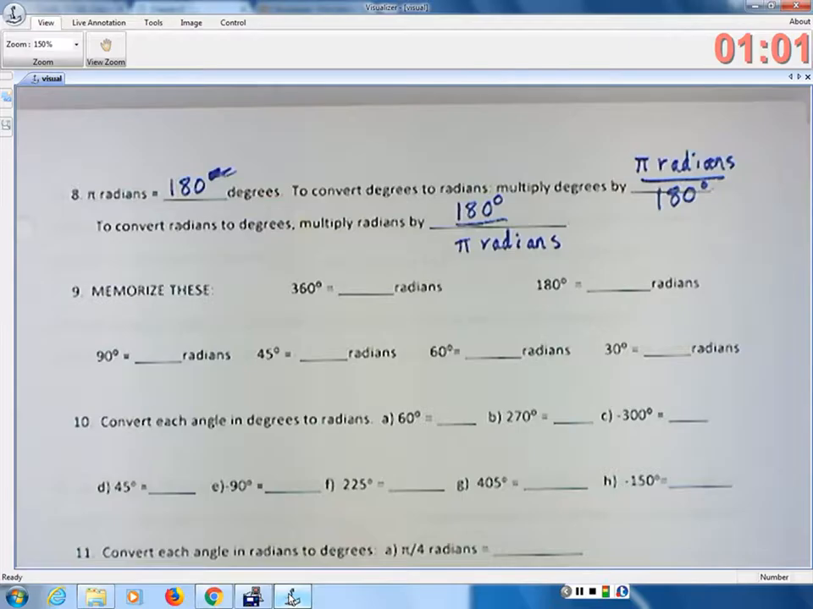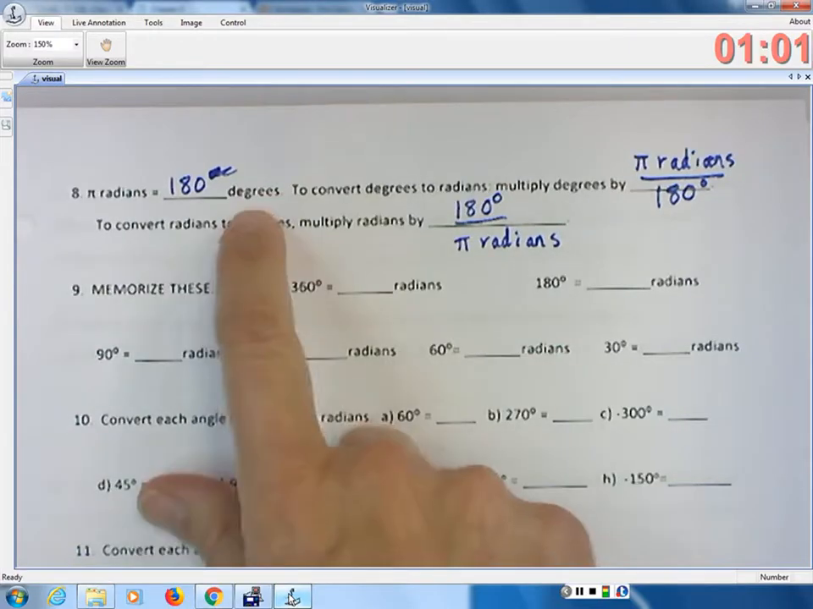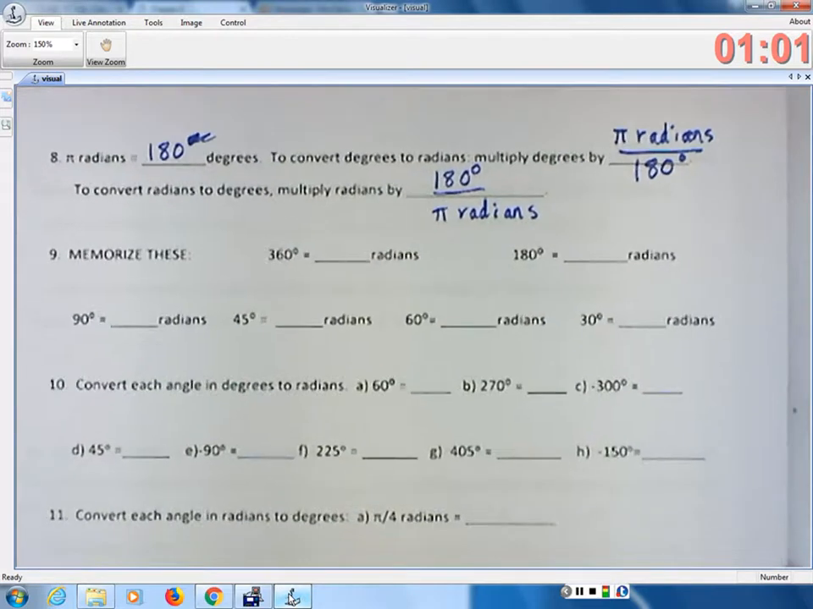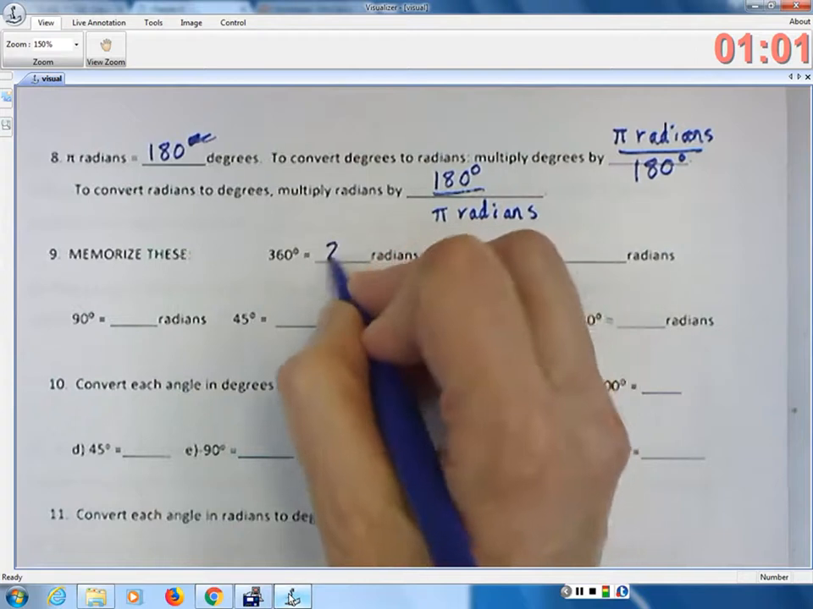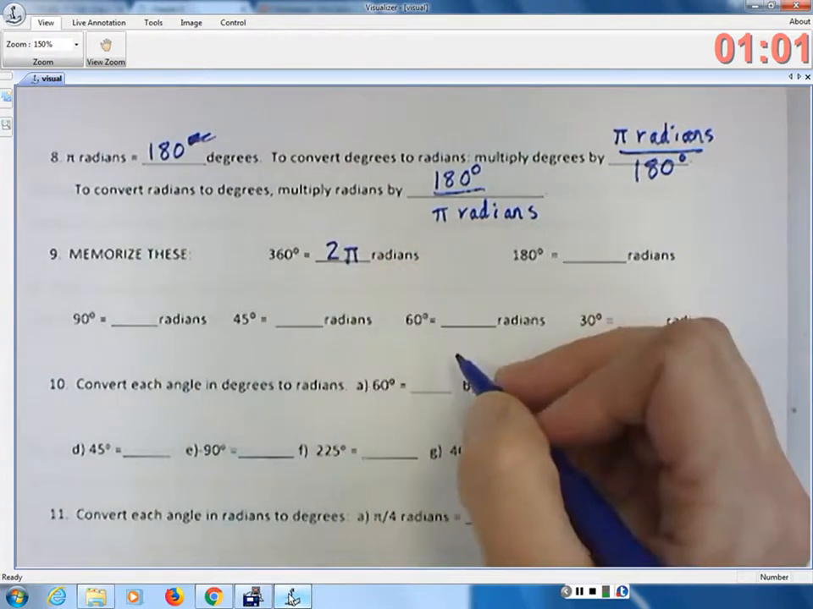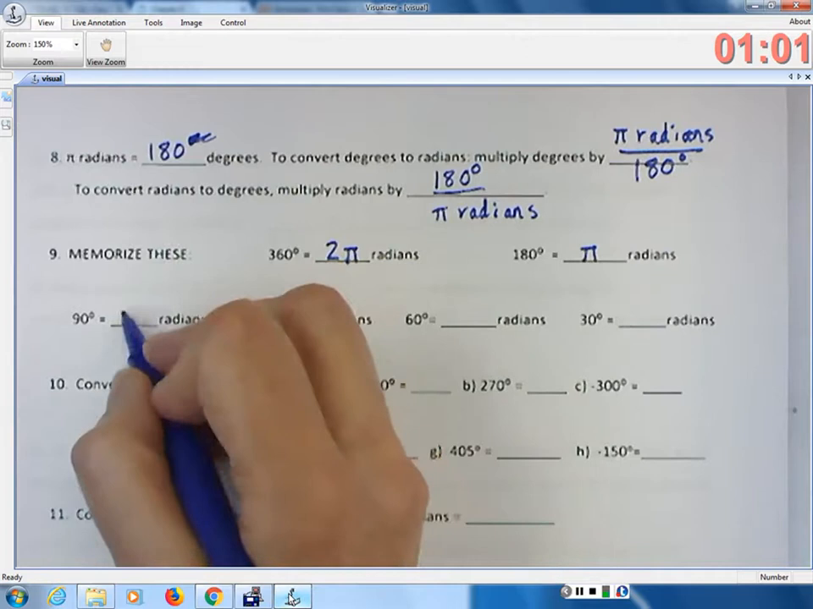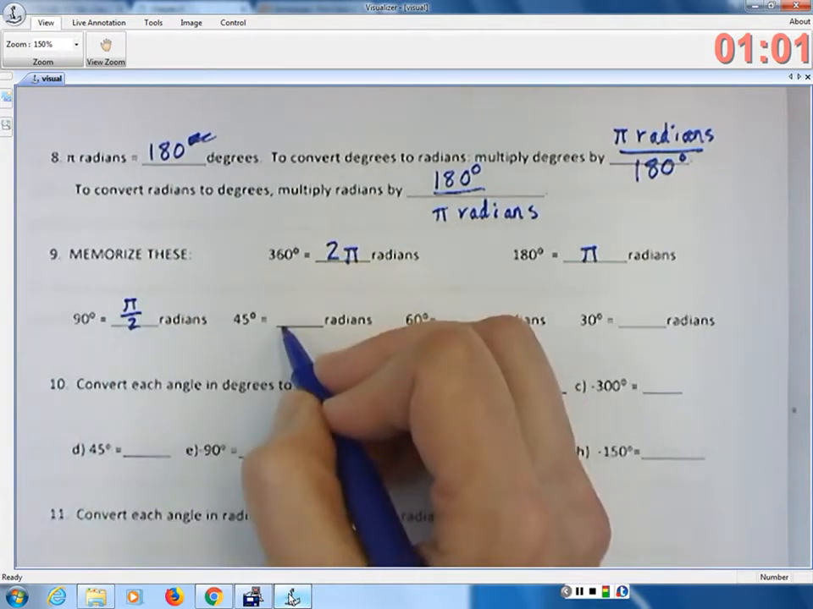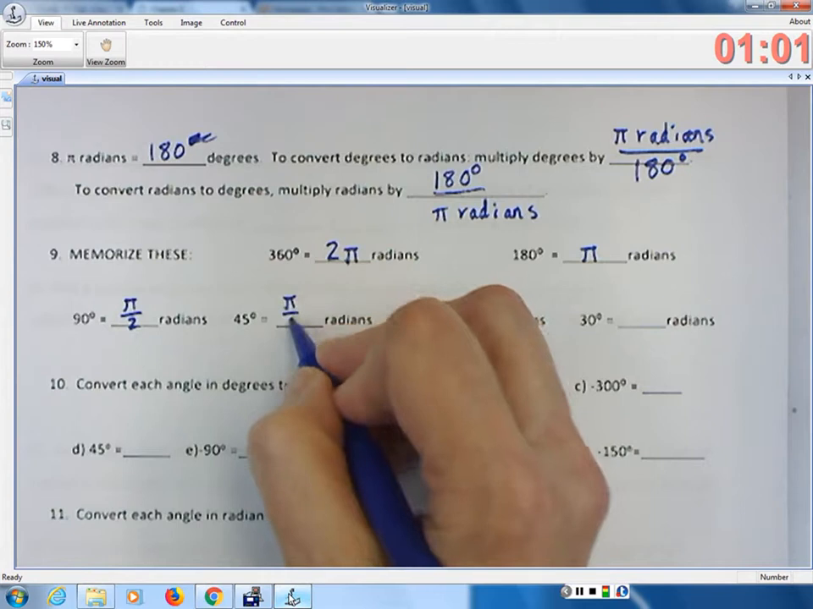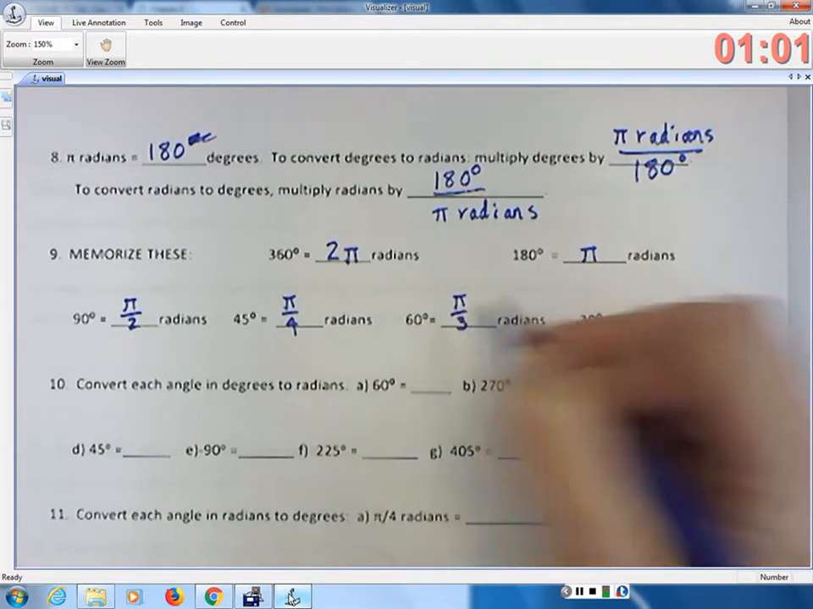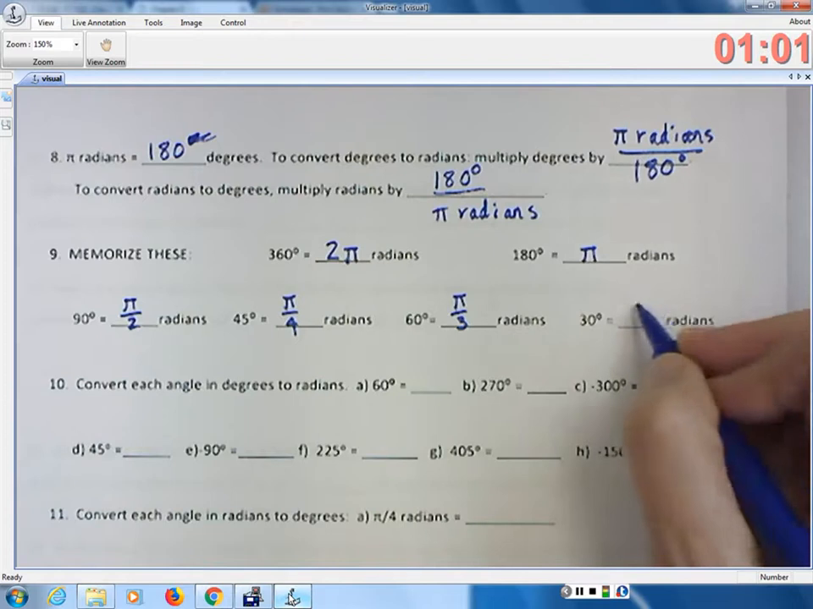I didn't really need the degree symbol because it said degrees, but it'd be okay to have both. All right, you're going to need to memorize these. 360 degrees is 2 pi radians. 180 is pi radians. 90 degrees is pi over 2 radians. 45 degrees is pi over 4 radians. 60 degrees is pi over 3 radians. And 30 degrees is pi over 6.